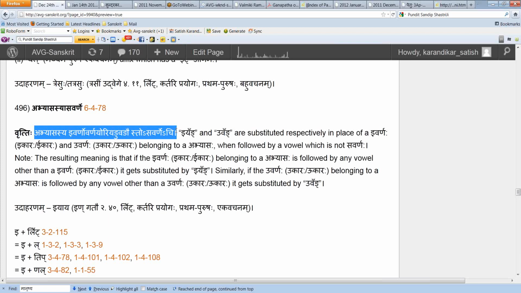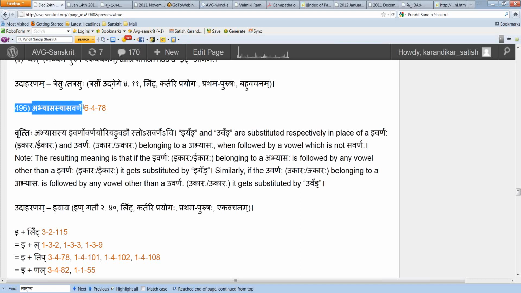So abhyasasya ivarano varnayoho iyanguvangaustaha asavarnechi. I think once you start looking at these vrittis, it is not that difficult if you practice. And now look at how we are already nearing completion of 500 sutras. You should be getting to the point now where you're not so afraid. Look at a vritti and try to make some sense of it. About 500 sutras should be the point where we should be able to say, I got at least some basics, I can try to understand the vritti. And in the sutra, there's nothing that difficult really.